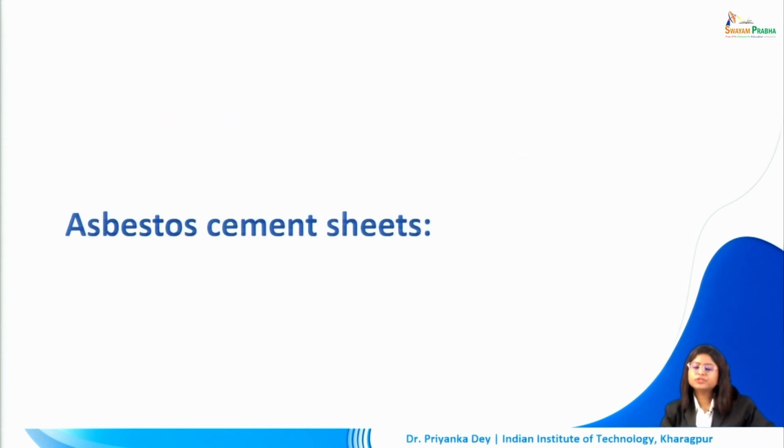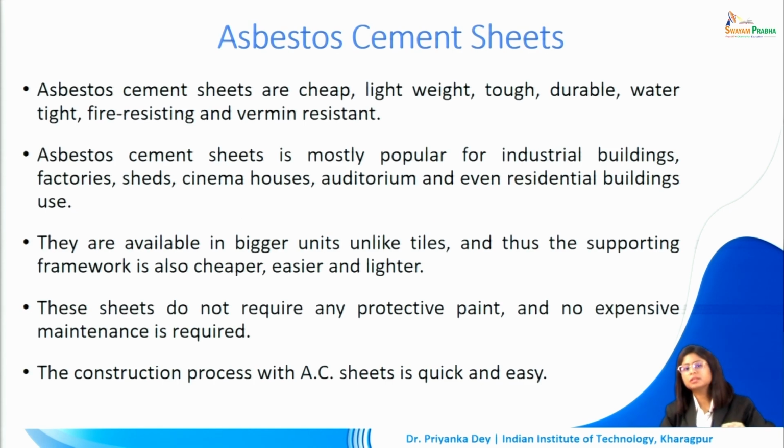The first type of sheets that we can opt for is the asbestos cement sheets, and these are cheap, lightweight, tough, durable, definitely water resistant, fire resistant and vermin resistant. Now asbestos cement sheet is most popularly used for industrial buildings, factories, sheds. We can also opt for auditoriums and cinema halls, and in some cases residential buildings as well.